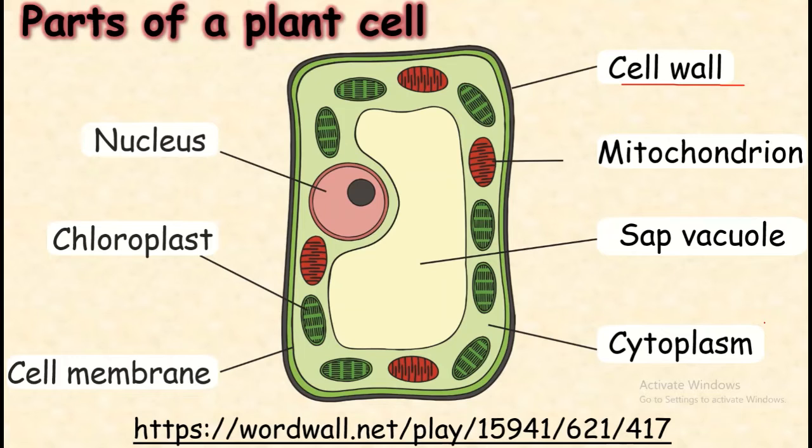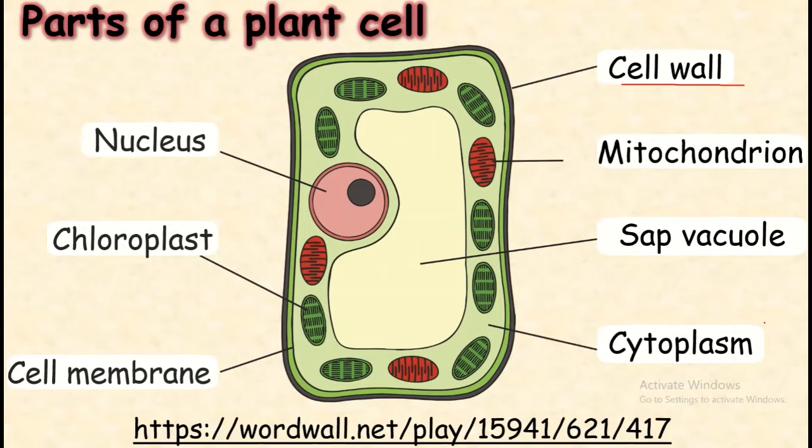The next thing is the cytoplasm. Cytoplasm is a jelly-like structure. All the chemical reactions take place inside the cytoplasm. All the parts of the cell, for example, without cell wall and cell membrane, the remaining parts, mitochondrion, chloroplast, nucleus, all these parts float in the cytoplasm. It is like a river where all the other plant parts are floating.